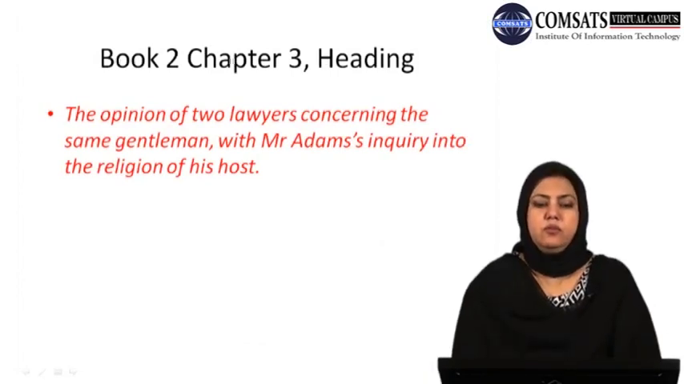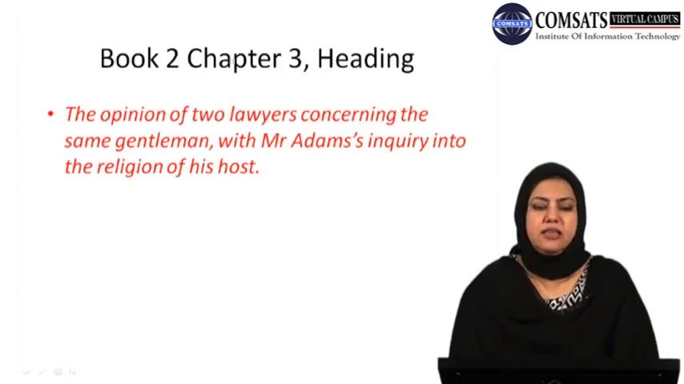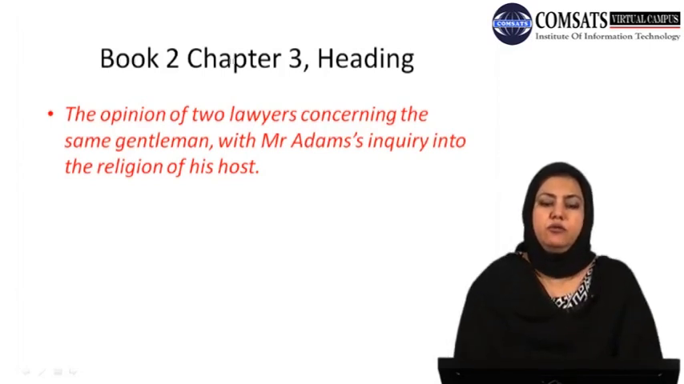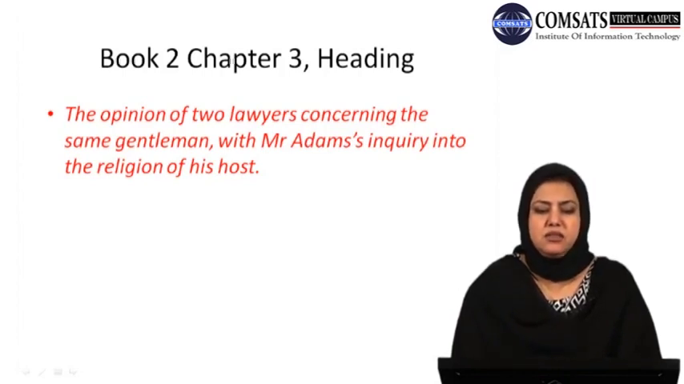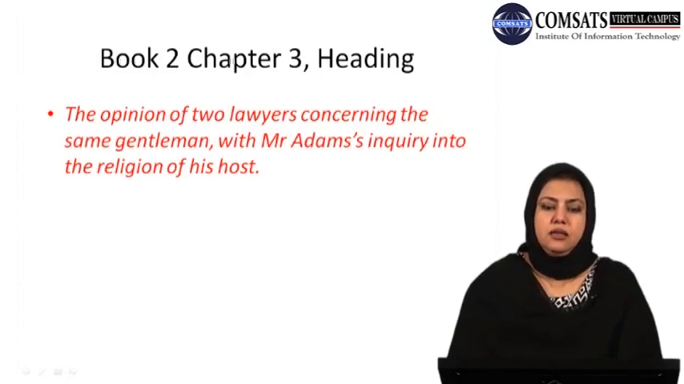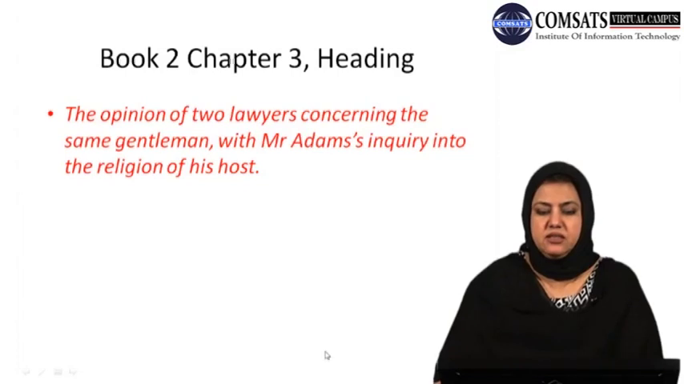With this, we move to chapter 3 of this book that has the heading that runs as follows: The opinion of two lawyers concerning the same gentleman, with Mr. Adams's inquiry into the religion of his host. Again, the heading provides us some clues about what kind of discussion is going to be presented in the chapter that Fielding is just about to share as an author.